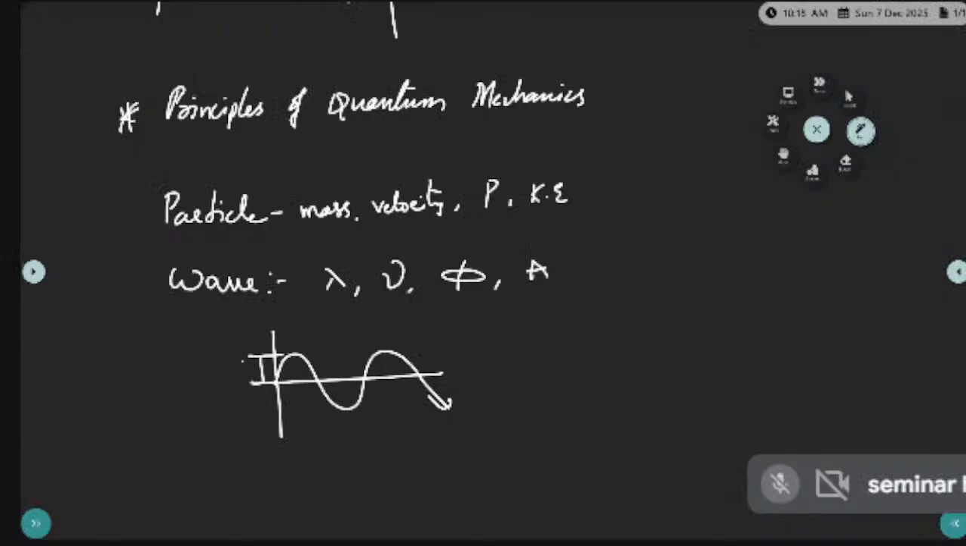This is called amplitude. What is amplitude? Distance between mean point and extreme point. What is it? Distance between mean point and extreme point. A distance name amplitude.